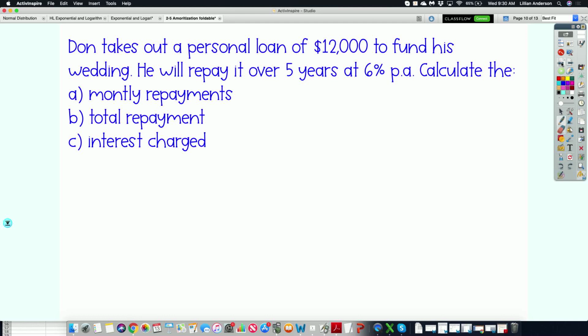All right. Don takes out a personal loan of $12,000 to fund his wedding. This is the truth. People take out loans for weddings. How much does it usually cost though? It depends on you. When I was supposed to get married, I was going to take out a loan for $10,000 because, to be honest, the food and location are the most expensive cost of any wedding. Where you have it and feeding the guests.